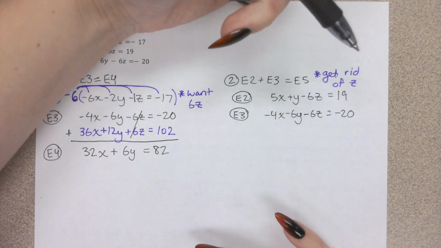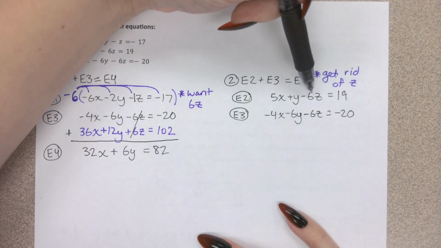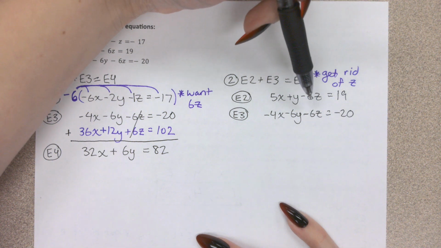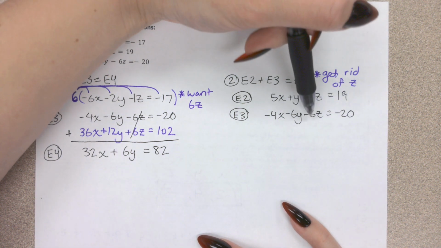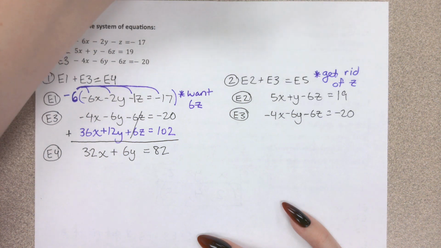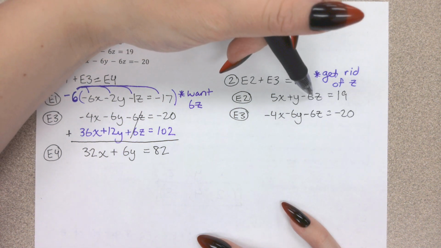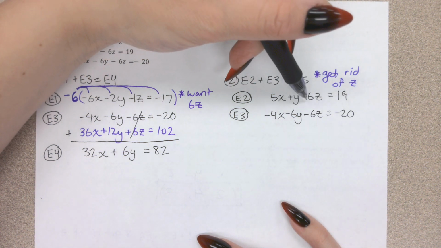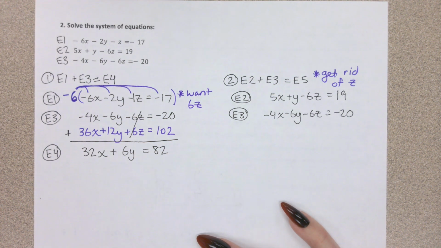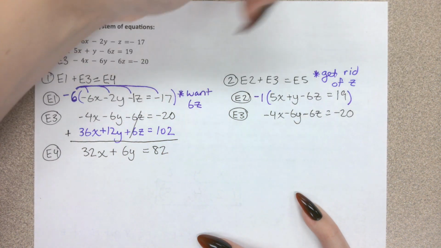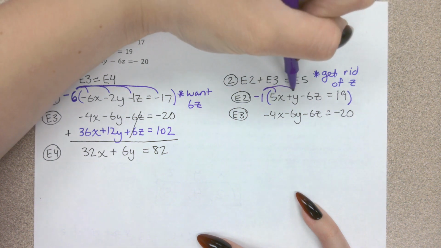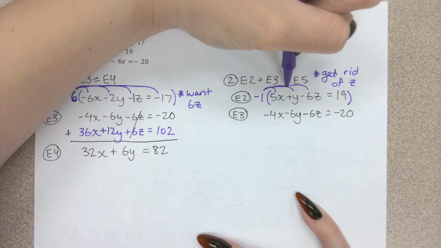Okay, just taking a look at these. I've got negative 6z and negative 6z. This is almost ready for elimination. Remember, they have to have opposite signs. Right now, these would not cancel. This would give me negative 12. So I just need to change the top from a negative 6 to a positive 6. So I just need to multiply through by negative 1. Multiply everything by the negative 1.